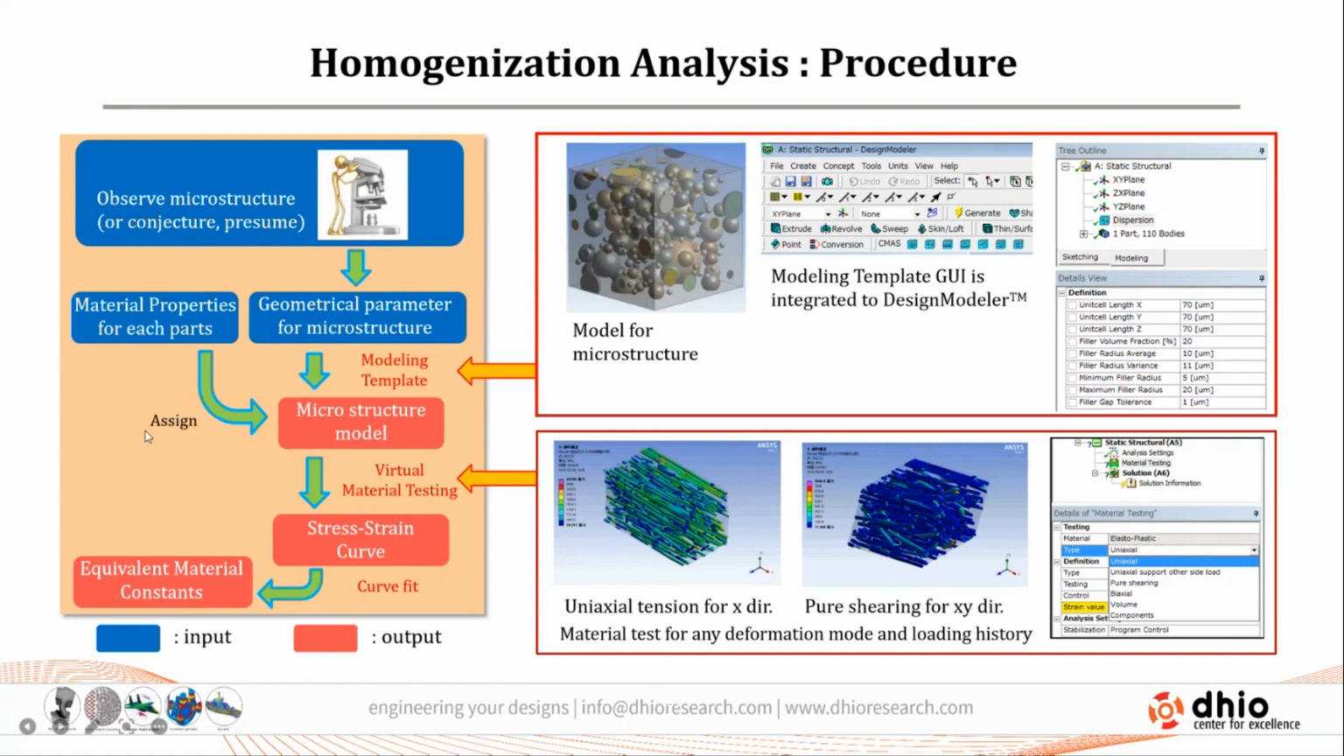Apart from that, we need the material property of each part. For example, if you are going to perform a virtual material testing for this particular composite, which is the filler dispersed one, we need to know the filler property as well as the matrix material property. So this is the input parameter we need. Totally two input parameters: the microstructural model, for which we need all the geometrical parameters, and then the material properties of each component available in the composite.